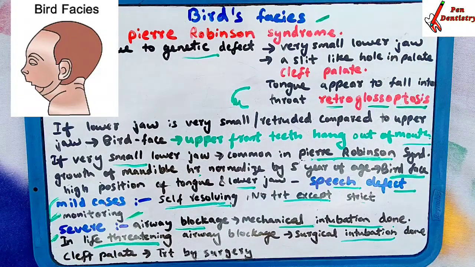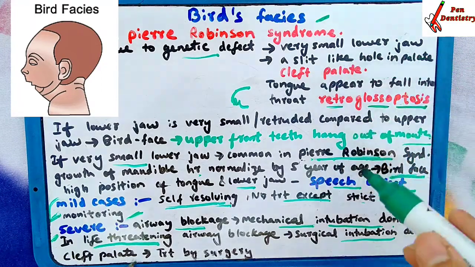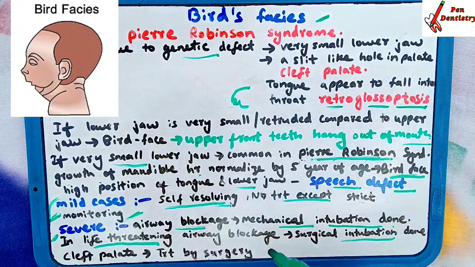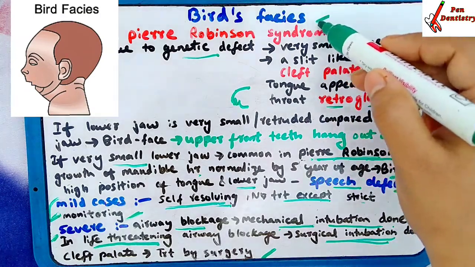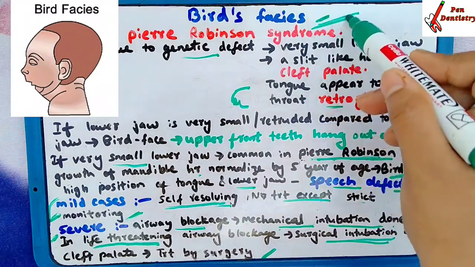To treat these clinical features, that is cleft palate, small lower jaw, and tongue falling into the throat, you are going to use mechanical intervention and surgical intervention, and the cleft palate will be treated by surgery. The surgery of the cleft palate is done to recover the bird face pattern. So this was how bird face occurs, and why, and when the face appears like a bird.